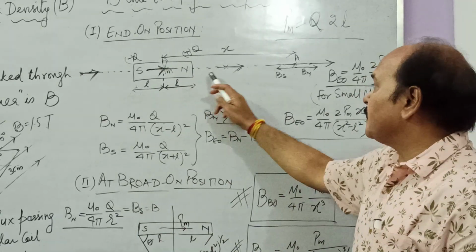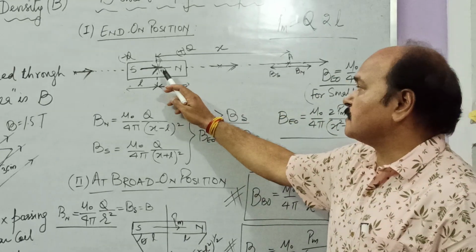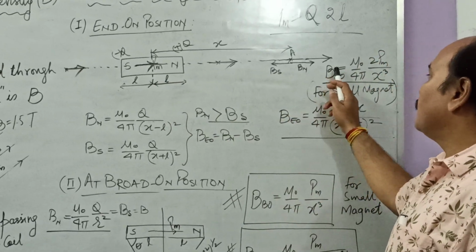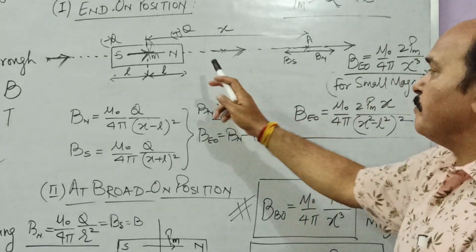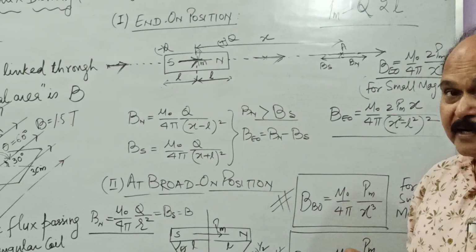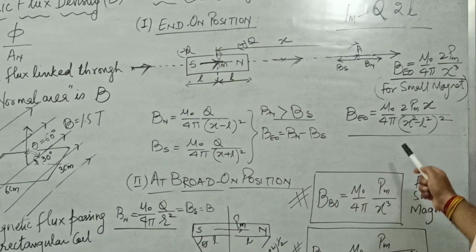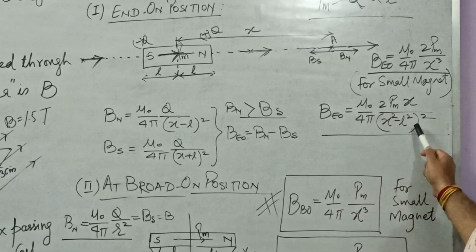So the magnetic field at axial position is in the same direction as the direction of P, and the value is mu naught upon 4 pi 2P upon x cube. And this is the value when the magnet is short, small. But if the magnet is of finite length, in that case the magnetic field is going to be mu naught upon 4 pi 2Pm x upon (x square minus L square) whole square.